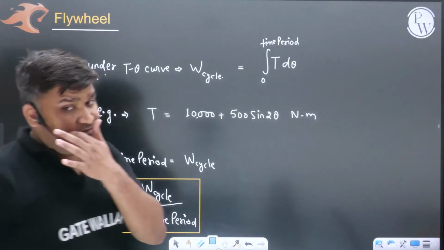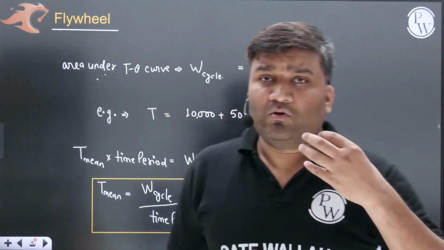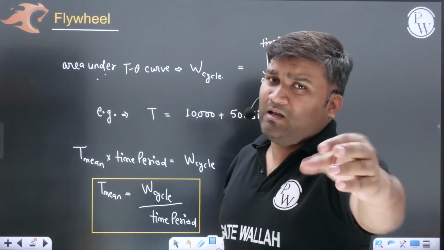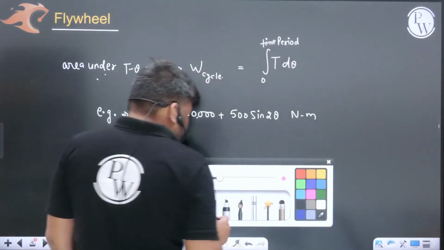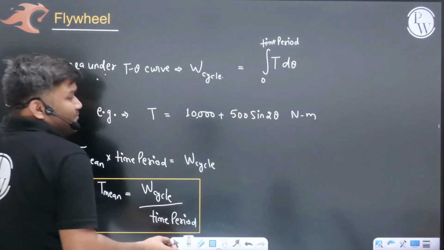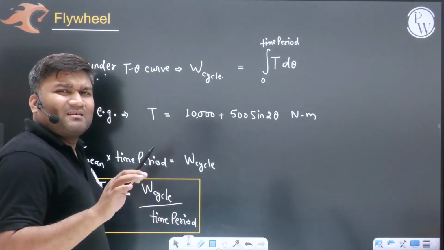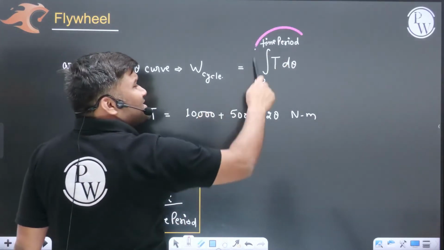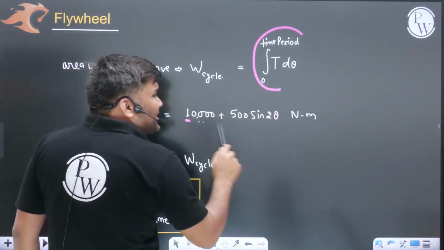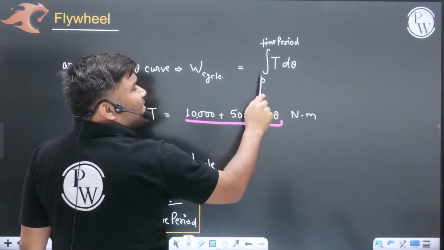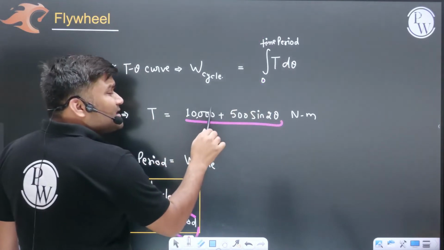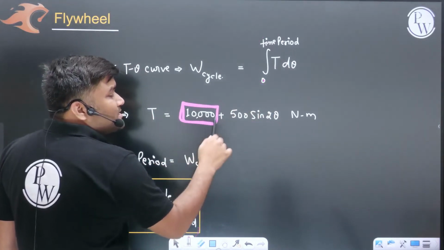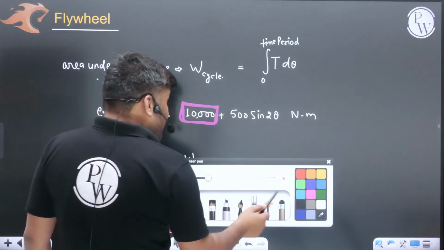In examinations they will sometimes ask questions where you have to simply calculate how much is the mean torque. Now let me give you a hint. In examination, if you do all this calculation, whatever torque equation they have given, integrate from 0 to time period divided by time period, you will get this value. Always you are going to get this value. Clearly it is visible also.